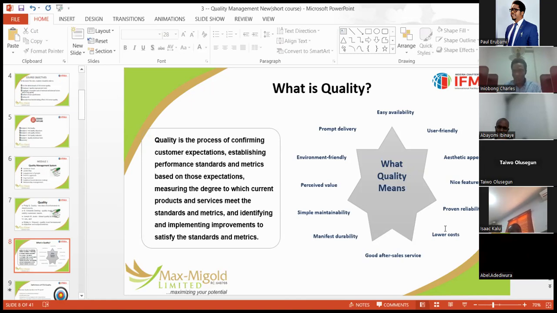Then nice feature, we have proven reliability. Reliability is also important for any individual that requires quality. Quality to FM is that that generator is reliable. Once there's power cuts, just immediately it picks up without any problem. So that is reliability. Then low cost.